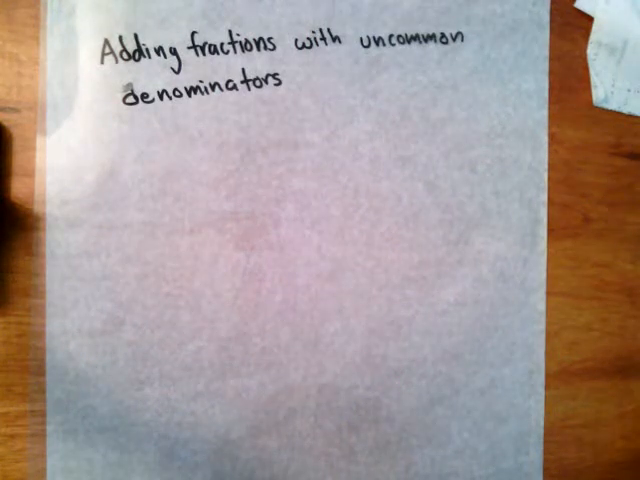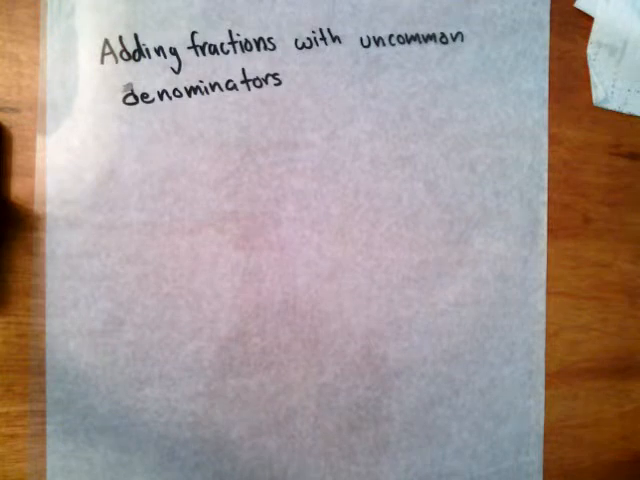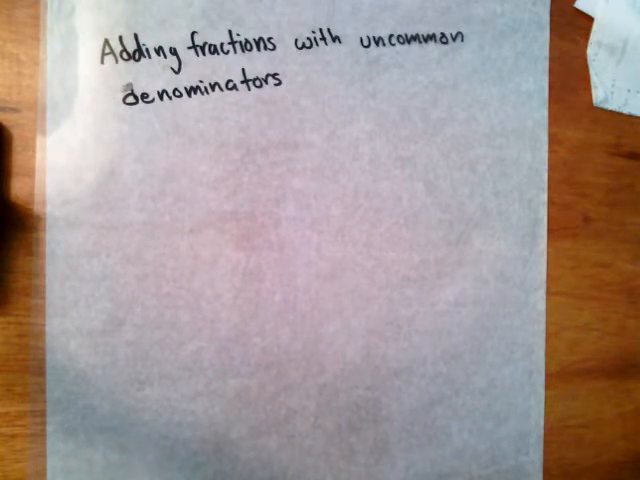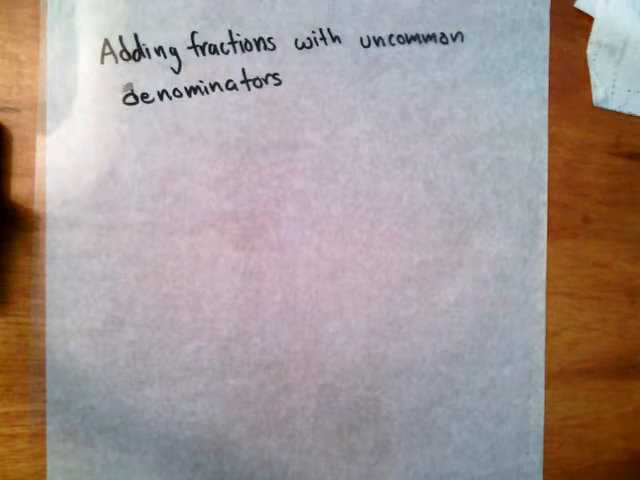Alright, so in this video we're going to look at adding fractions with uncommon denominators. When dealing with this, we're going to utilize that idea of equivalency in order to establish common denominators. So recall that we can multiply a fraction by this big 1, and essentially it's just another way of representing a whole quantity where the numerator and denominator are the same.